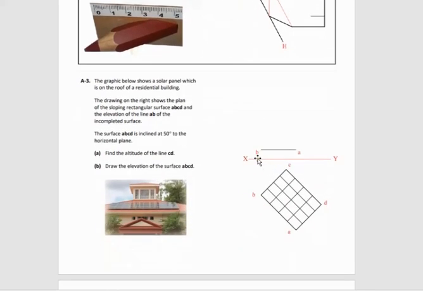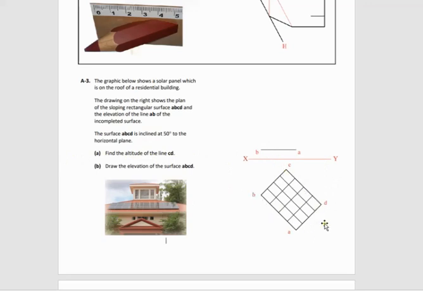Now this fourth question here, what we have is a solar panel here. First thing you're told is that the solar panel is inclined at 50 degrees to the horizontal plane. So that means that it's sloping at 15 degrees. Now, or 50 degrees, sorry. What we have to do this is find the altitude of the line AC. So we have to find the altitude of this. So we have the base point here.